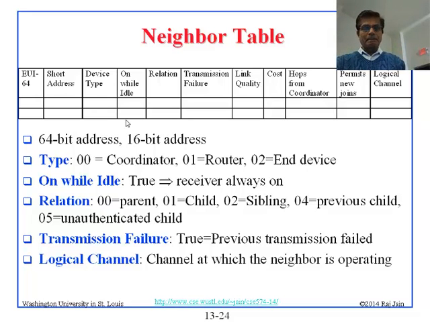All right. So let's see. The relationship is parent, child, sibling, previous child. Wow. And then unauthenticated child. They have all kinds of children.